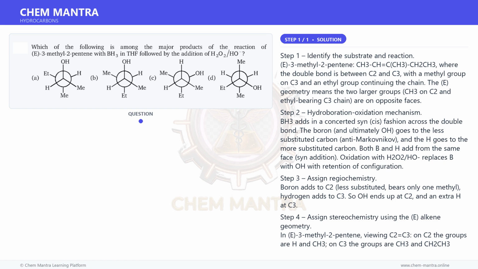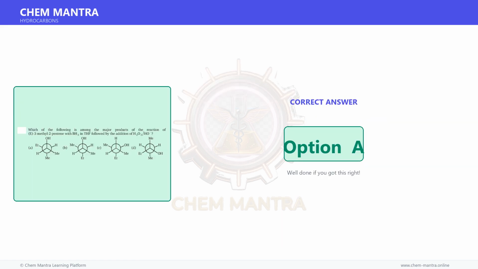Options B, C, and D represent either wrong regiochemistry, wrong stereochemistry, anti-addition products, or the diastereomer arising from syn addition on the opposite face, giving a minor or incorrect product relative to the major syn addition outcome on the E-alkene. Option A correctly represents the major product of syn hydroboration-oxidation of E-3-methyl-2-pentene with OH at C2 and the correct relative configuration. Therefore, the correct answer is option A.